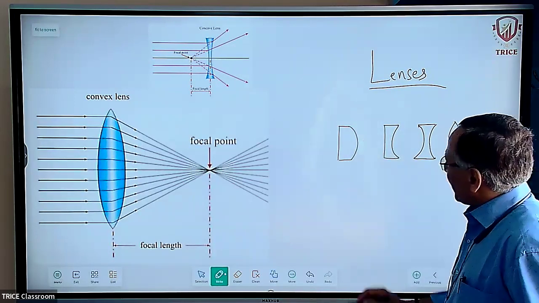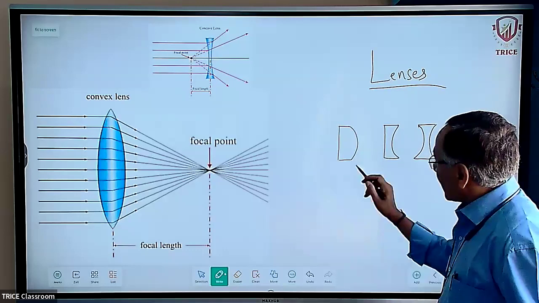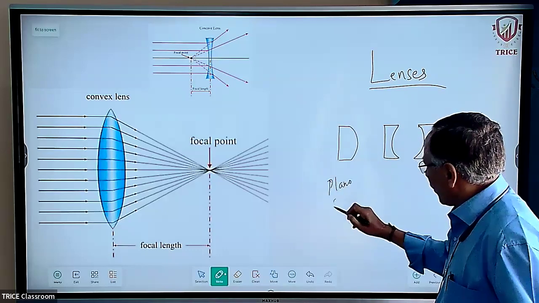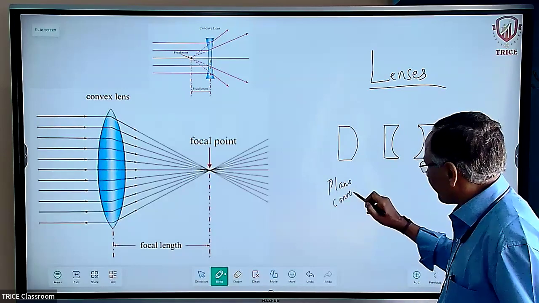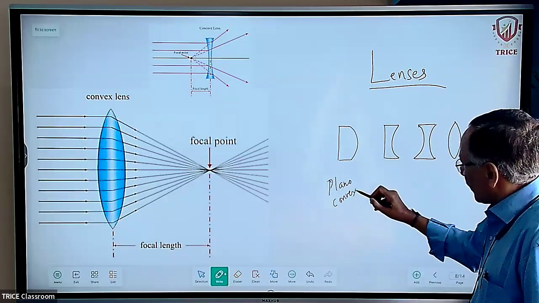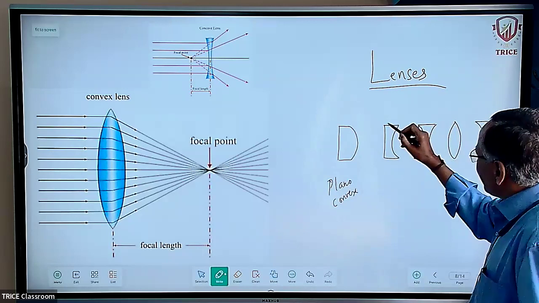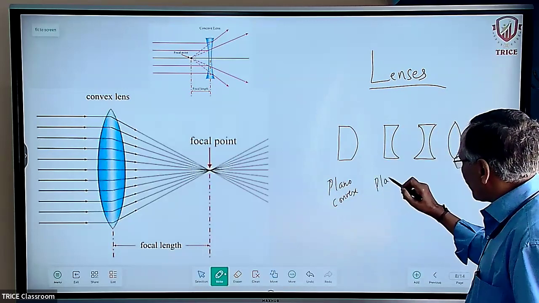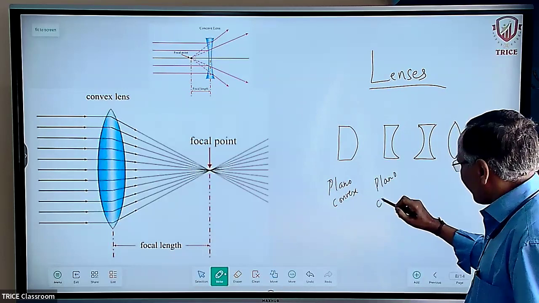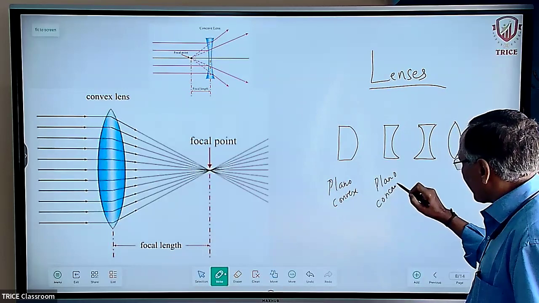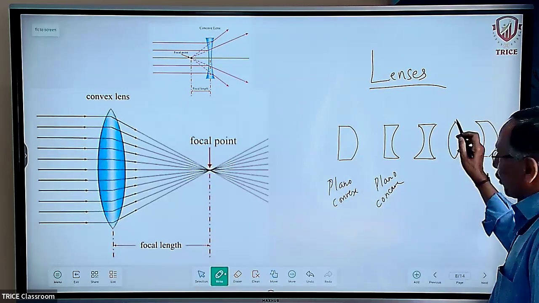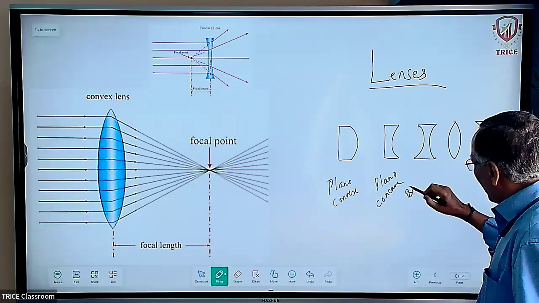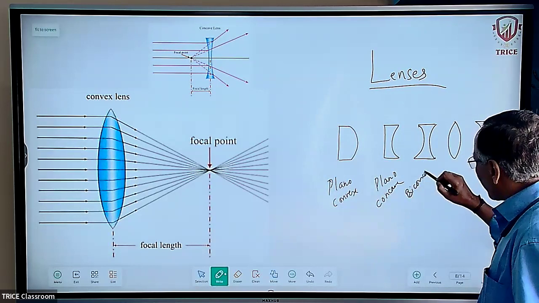One side is plane, another side is curved. So we call it plano-convex. Here, one side is plane, another side is curved. So plano-concave. Here, both sides are depressed. We call it biconcave or simply concave.